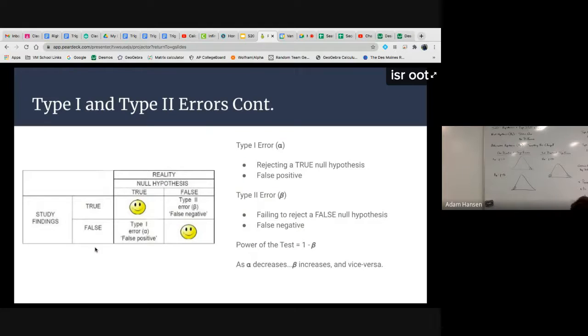All right, let's get a little more in depth into type 1 and 2 errors. A type 1 error is notated using this Greek letter, alpha. Looks kind of like a fish. A type 1 error is given by this notation, alpha. It is a false positive in layman's terms. A false positive is rejecting a true null hypothesis. Rejecting the null hypothesis when it's true.